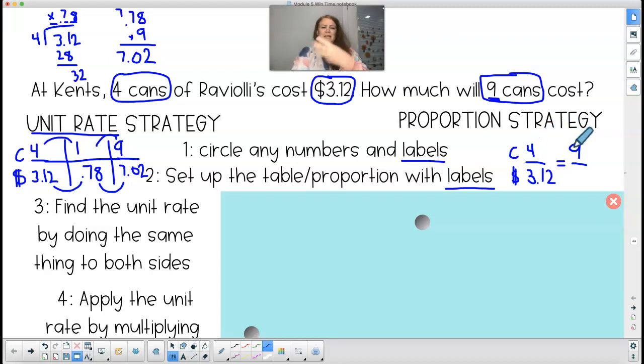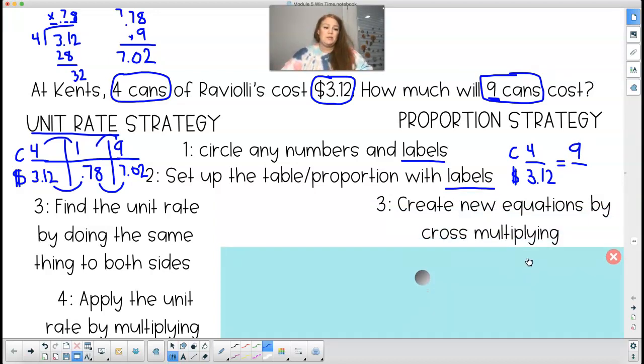But it's not really a great number. It doesn't go in there evenly. 4 is not a factor of 9, or 9 is not a factor of 4. So that's not going to work. I mean, it will, but it's not very easy.